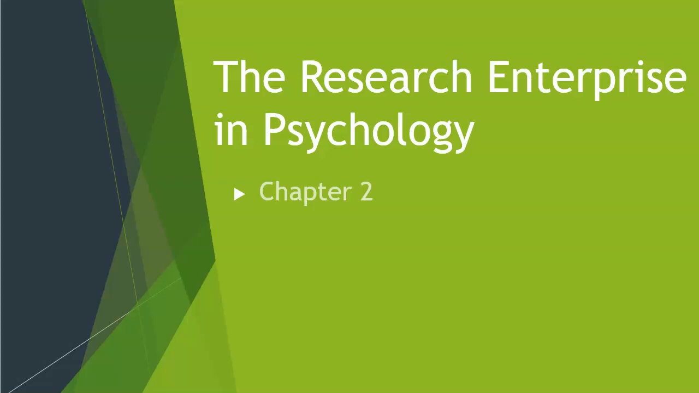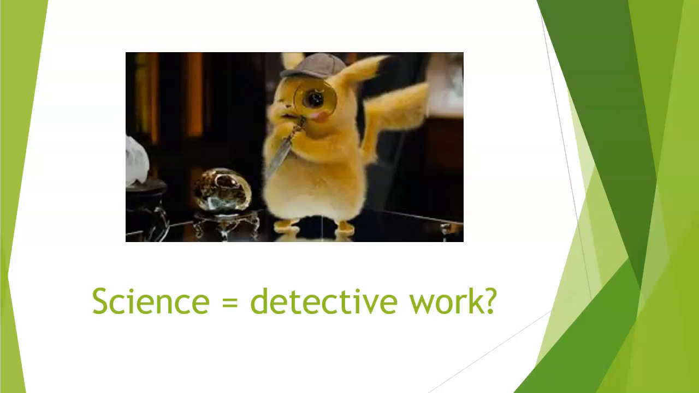So let's get into research. So the first thing is kind of what is science, right? So science is really kind of like detective work. Maybe not quite that kind of detective work Detective Pikachu did, although great movie, I quite enjoyed it. But science is when something happens and we need to explain it, then we use science and research methods to go about figuring out what happened.